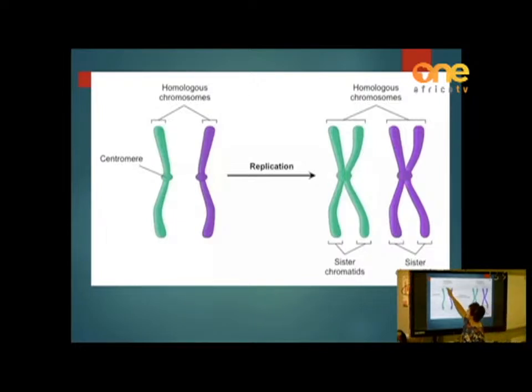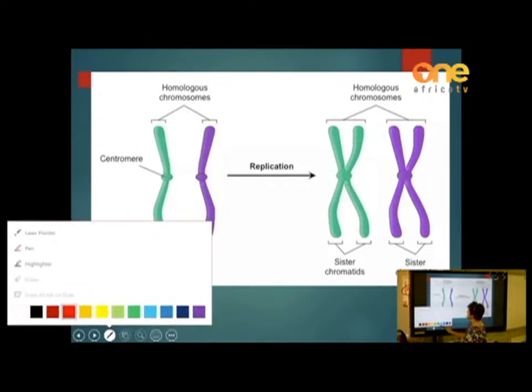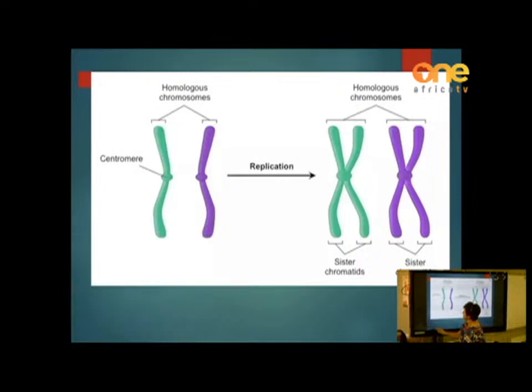So, we already did this, a bit of revision. A homologous chromosome means a chromosome from the father, a chromosome from the mother. And I would like to use symbols so that we do remember. Let's make the green one a chromosome that came from the dad, and the purple one that was part of the mother.